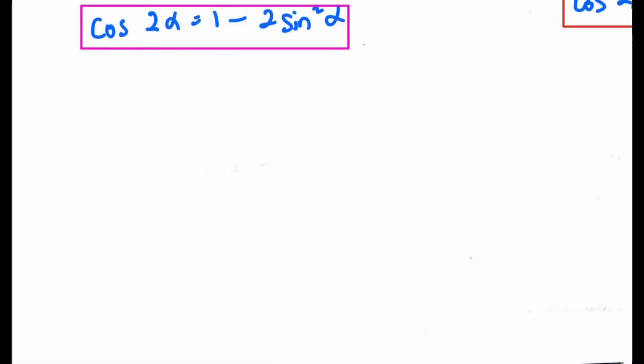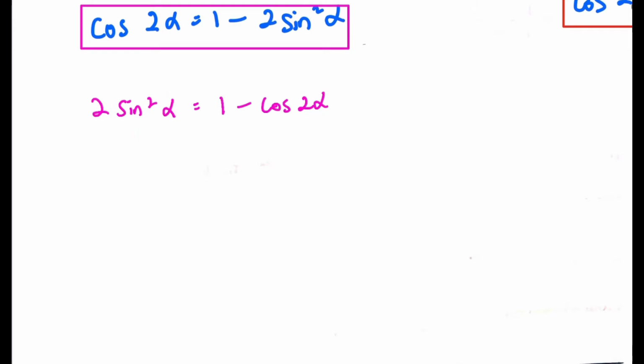Now let's focus on the formula for double angle here. Cos 2 alpha is equal to 1 minus 2 sine squared alpha. So we can rearrange this formula, make this as your subject. So bring it to your left hand side. So 2 sine squared alpha is equal to 1 minus cos 2 alpha.